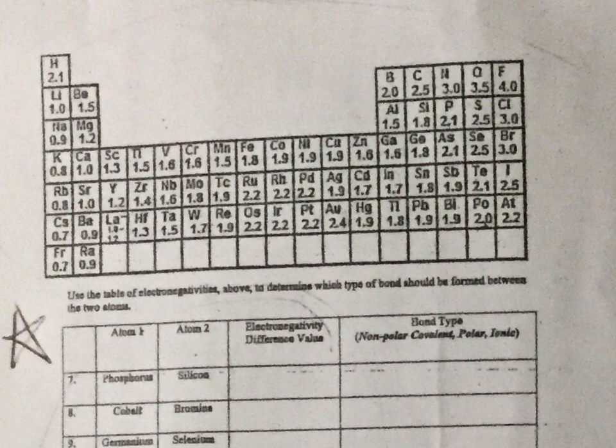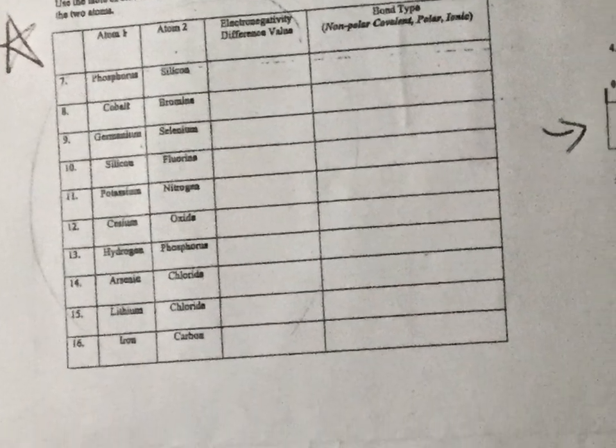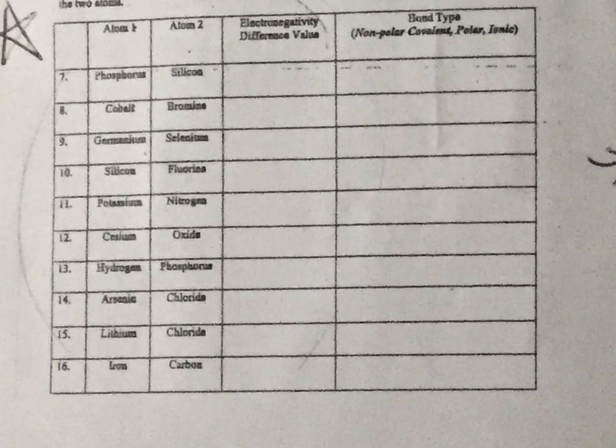Part of your homework tonight is not only completing the lab, because that shouldn't take you very long, but you're also going to answer 7 through 16 right here. All that you're doing is an electronegativity difference value. What kind of math is that? Subtraction. That is all you're doing.